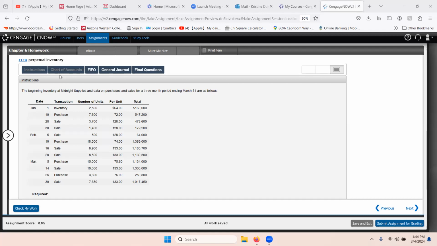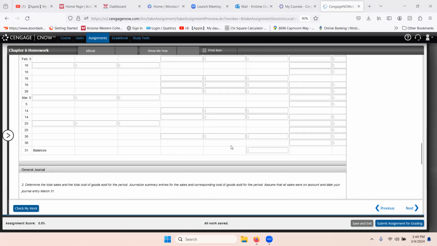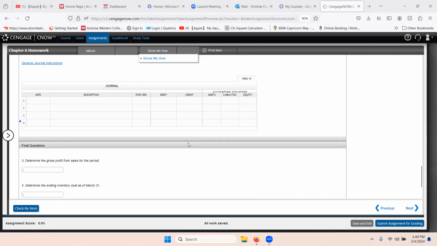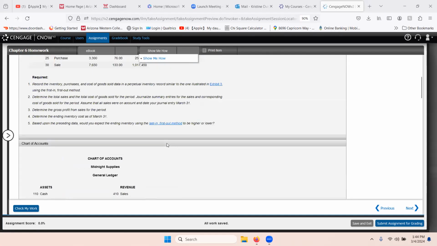Okay, so here we go. I've got my instructions. This is my chart of accounts. This is for my inventory. They want me to journal, and they've got my final questions. Okay, so let's get going.